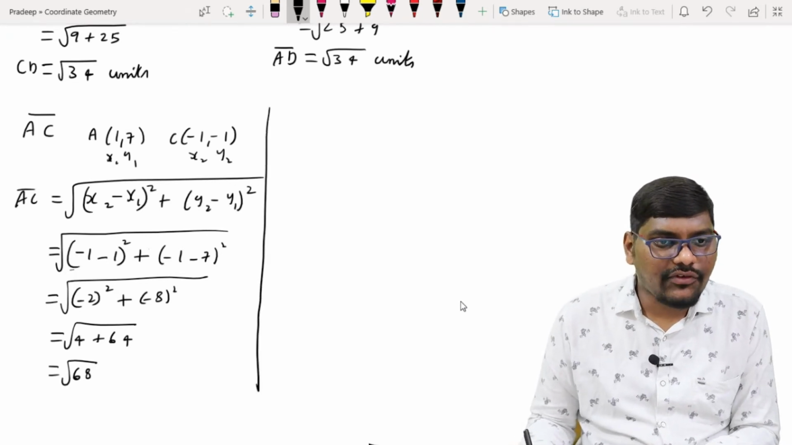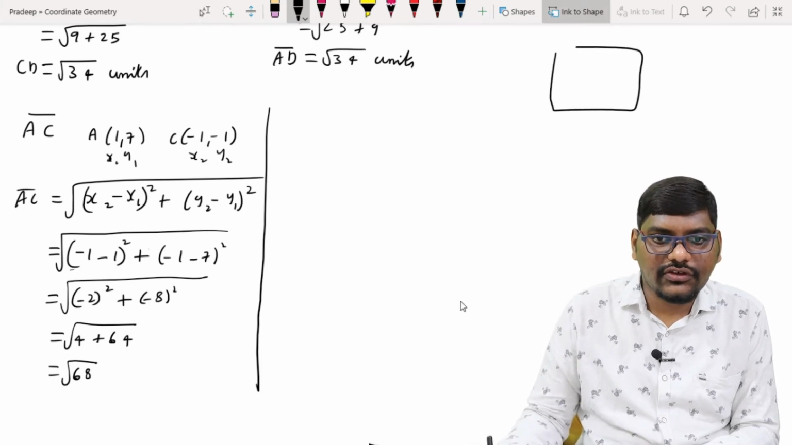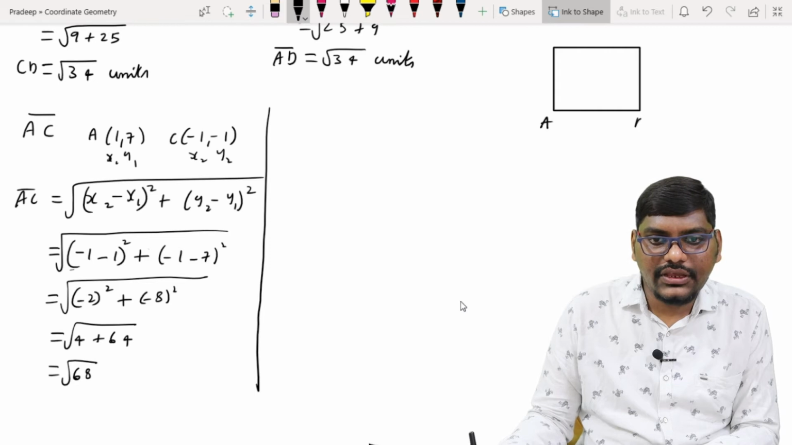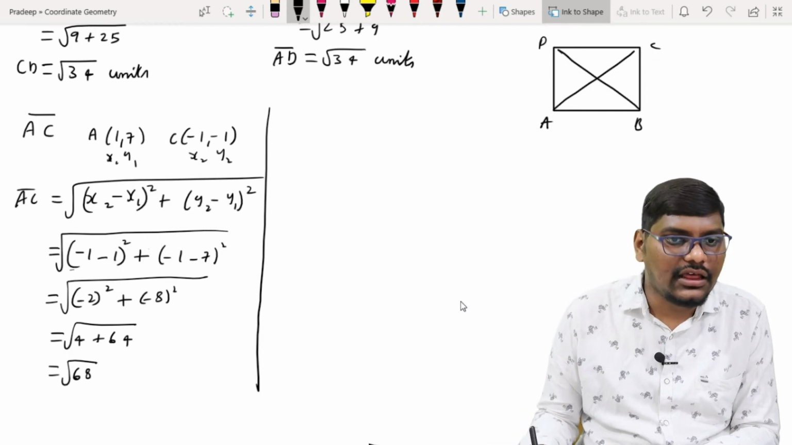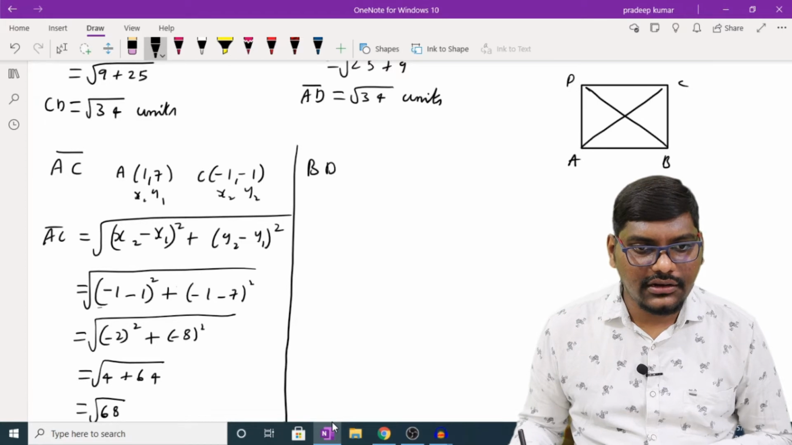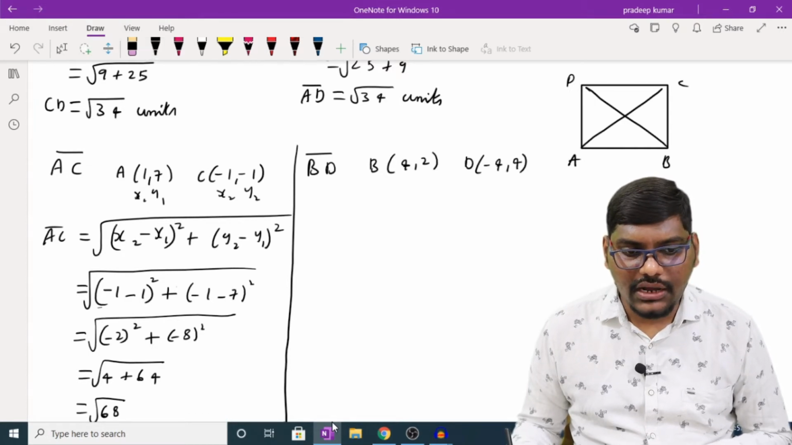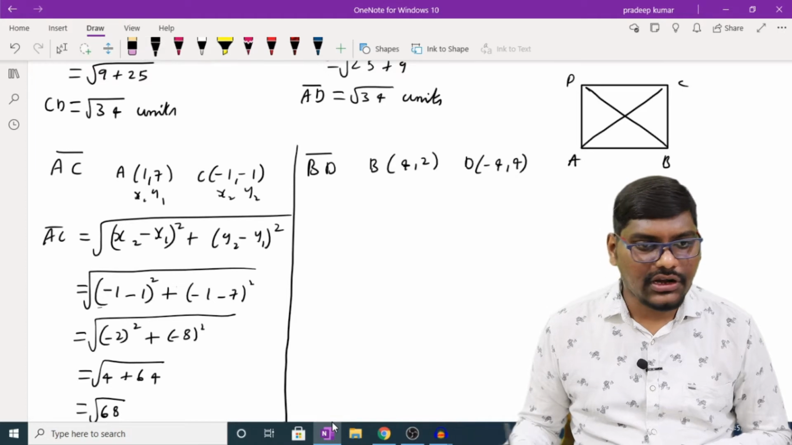So the square is like this, right? So this is a square, ABCD is the square. We already got AC, and we will also find out this BD diagonal. Let's see diagonal BD. In the BD diagonal, we will take the points B is 4 comma 2 and D is minus 4 comma 4. So B is 4 comma 2 and D is minus 4 comma 4.